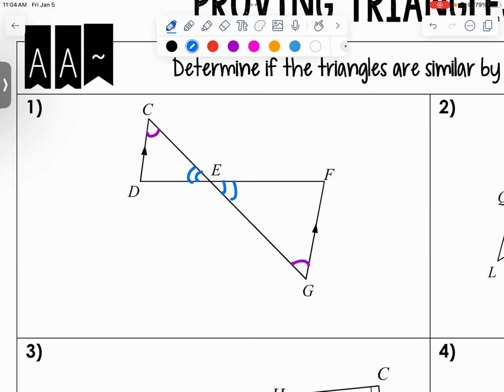Okay, so we have 2 sets of angles we can mark as congruent. We use some alternate interior angles, some vertical angles. So everybody make sure you write down that triangle CDE is similar to triangle GFE, by angle, angle. I need that whole statement.